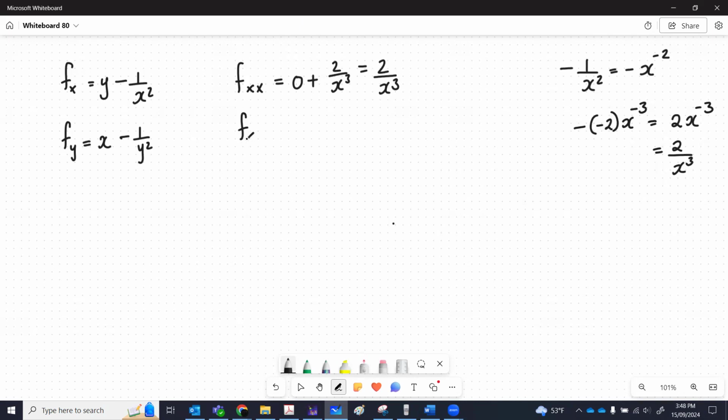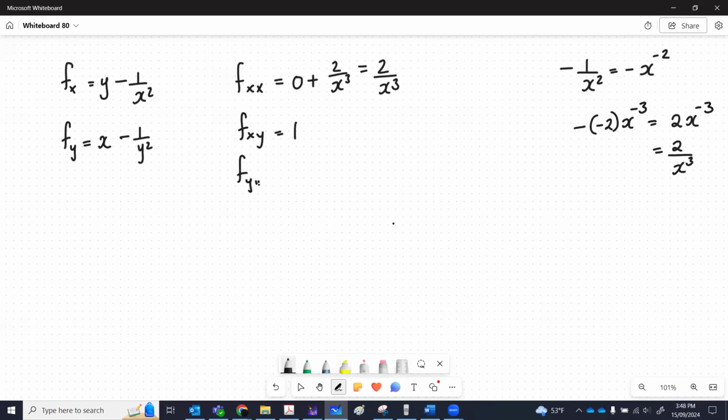And then we can find f_xy. That means we take our first partial derivative with respect to x and then differentiate it now with respect to y. So the derivative of y is 1. And then this one over here, its derivative is going to be 0 because it does not have a y, so it's a constant. So its derivative is 0. This mixed second order partial derivative is just equal to 1.